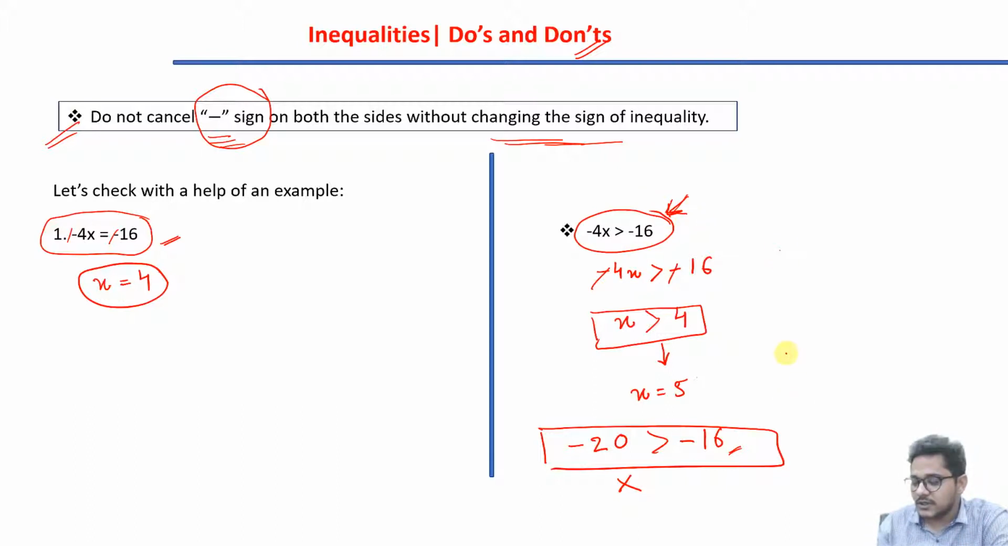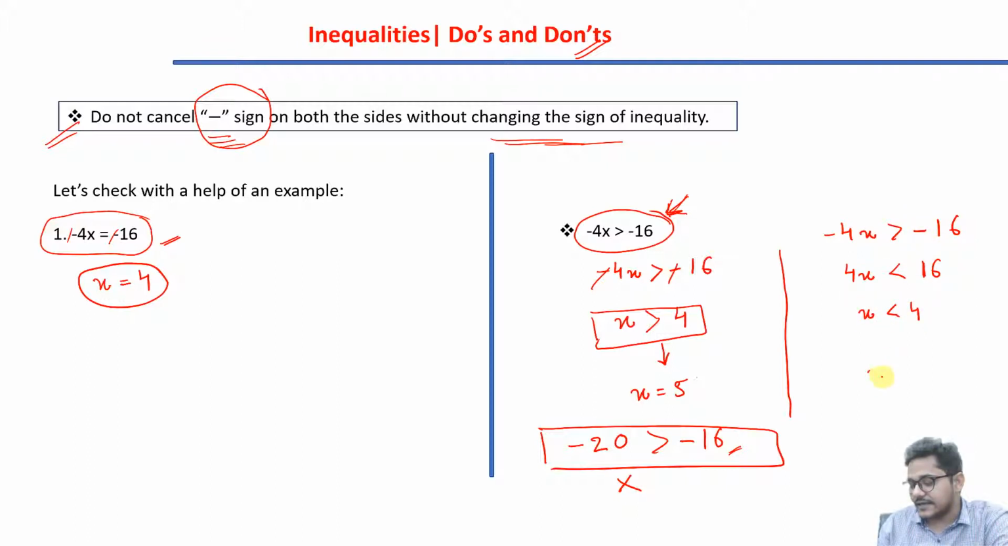How will we solve this question? This is minus 4x greater than minus 16. Now we have to multiply by minus 1 on both sides. What will happen if we multiply by minus 1 on both sides? This would become 4x. Now we have seen the property that if we multiply by minus 1 on both sides, the sign of inequality changes. So this becomes 16, if we multiply minus 1 to minus 16, then x is less than 4.